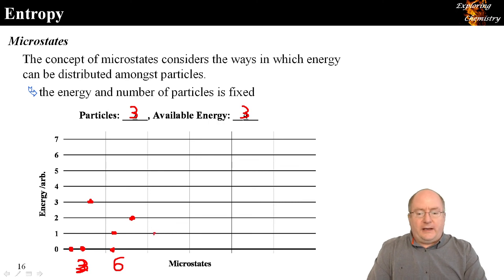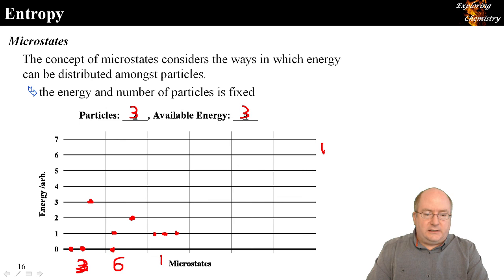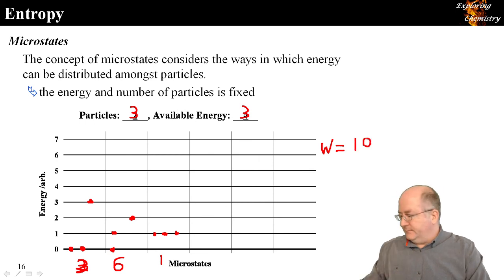And the last way, of course, is to have all 3 of them with 1 unit of energy. And there's one way of doing that. So we have a total number of microstates for this system. It's just to add them up. 3 plus 6 plus 1. There are 10 ways of doing that.